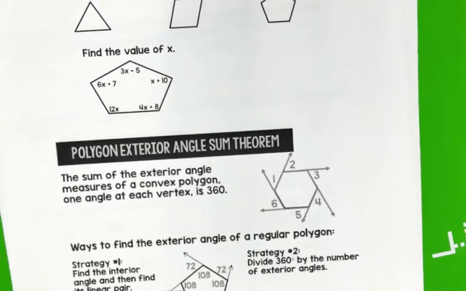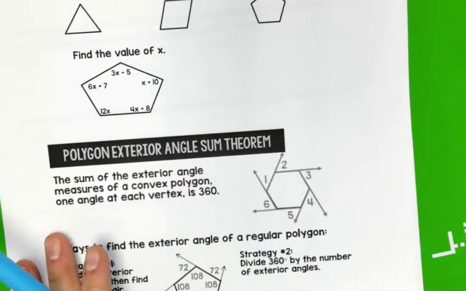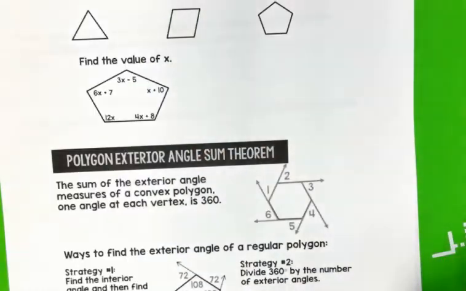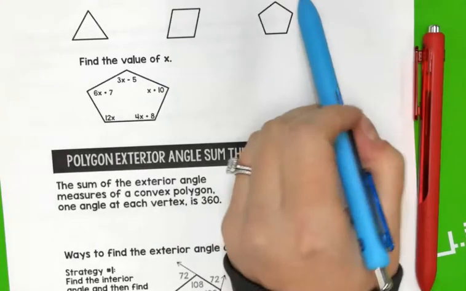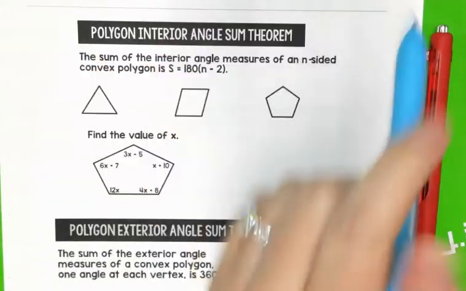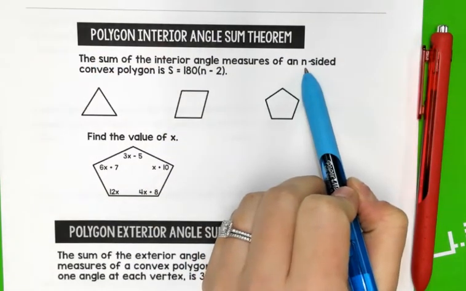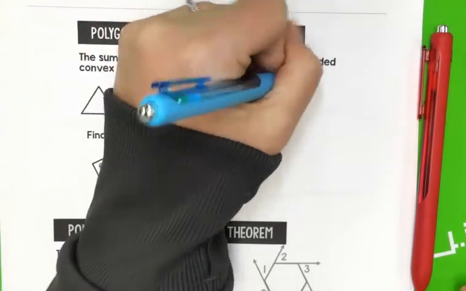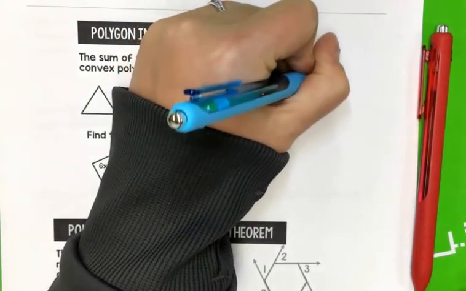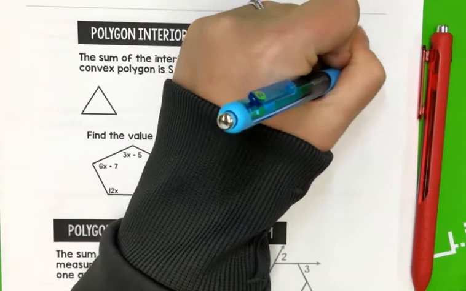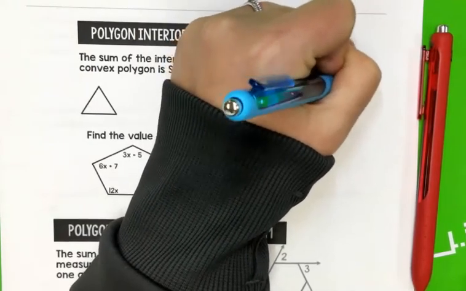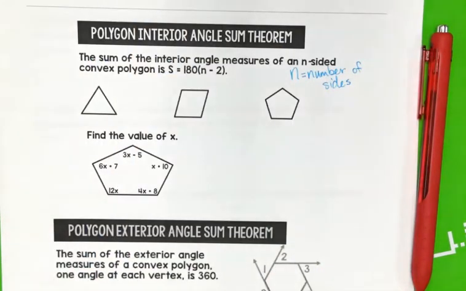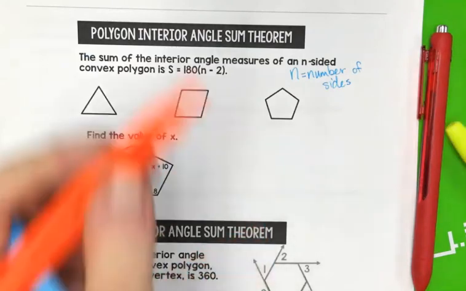The sum of the interior angles measure of an n-sided polygon, and you're going to see this, let me get this on the screen, that would be helpful. You're going to see this n a lot, the letter n, and that always stands for the number of sides. So let's go ahead and write that in under here. N equals number of sides. Not only in this section, but throughout this unit, you will see the letter N, and it always stands for the number of sides.